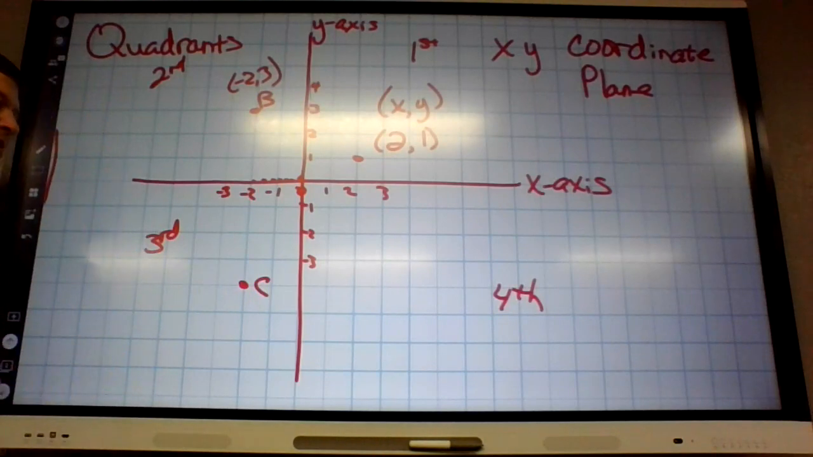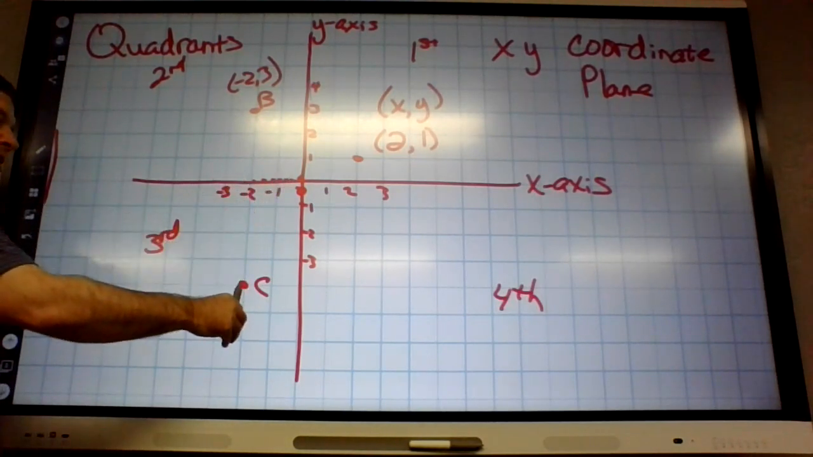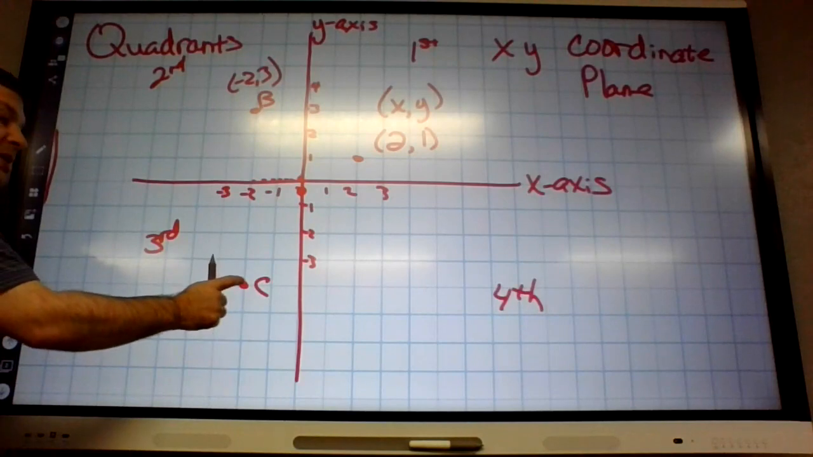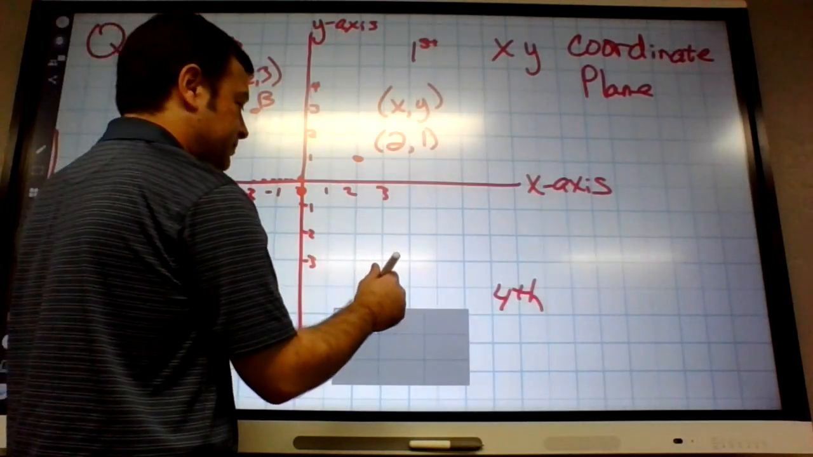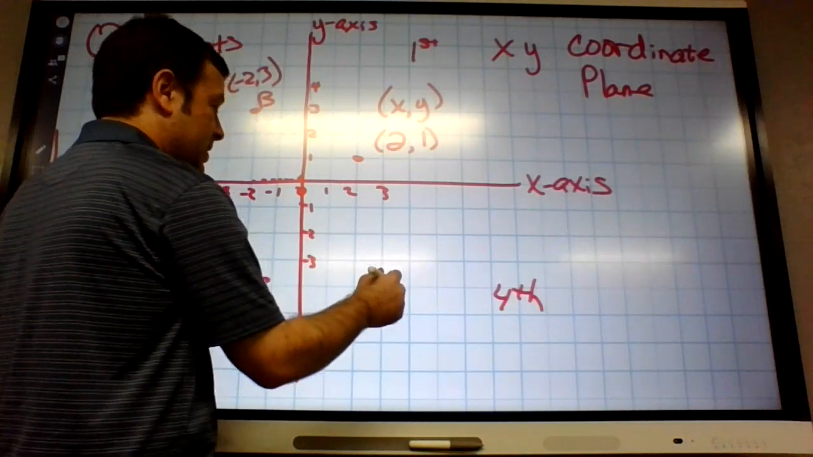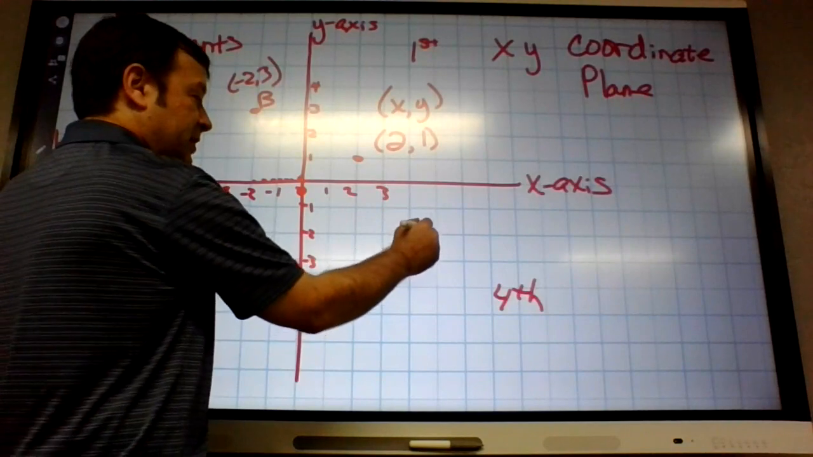Somebody else, where's C at? Jesse? -2, -4. Yeah. Now, I kind of feel like after doing Mario, this is kind of downhill a little bit. That's okay. -2, -4. It's in the third quadrant. Now, this one would be like 4, -2.